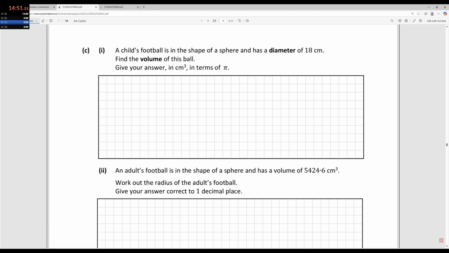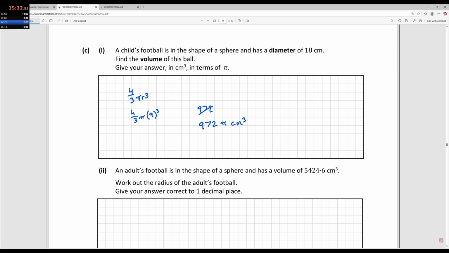A child's football is in the shape of a sphere and has a diameter of 18. What's the volume? Well, the radius would be 9. Volume of a sphere is, I think, 4 over 3 pi r cubed. But obviously we're going to change it to 4 over 3 pi 9 cubed. Isn't that right? I think that's right, but we'll see. 4 over 3 pi 9 cubed. In terms of pi, okay. 972 pi.